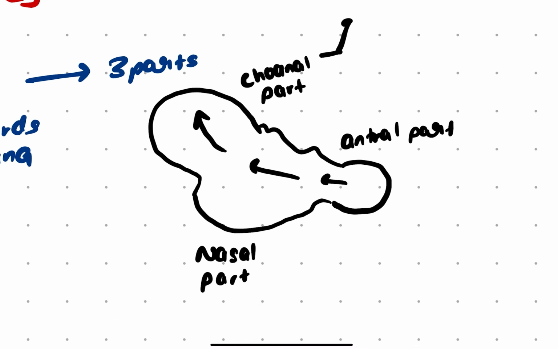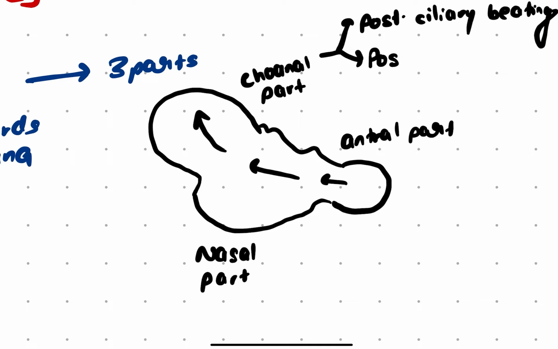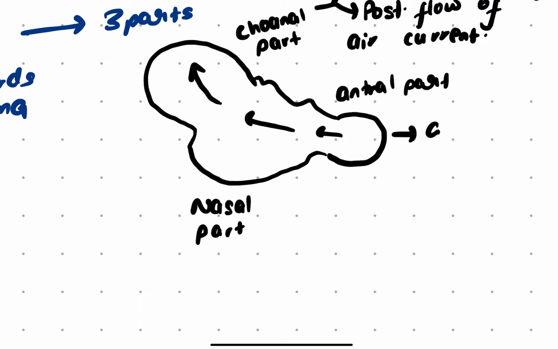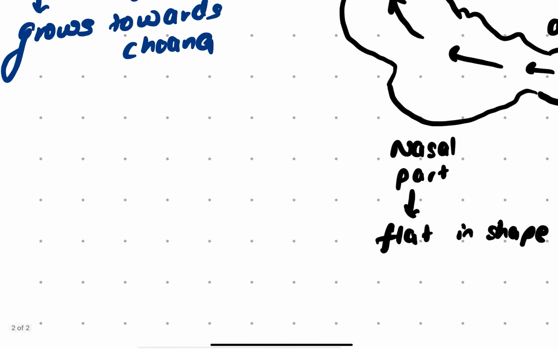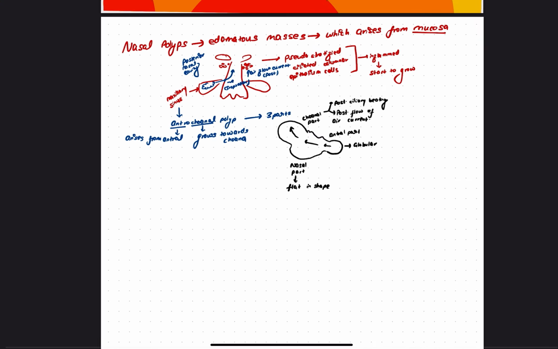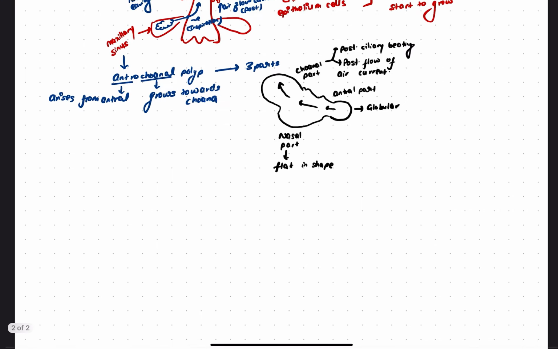So it arises from the antrum and grows in the nasal cavity and grows posteriorly towards the choana due to posterior ciliary beating and posterior flow of air current. It has three parts. The antral part is globular in shape. The nasal part grows in the nasal cavity, so it is flat in shape, and the choanal part grows posteriorly towards the choana. So this is all about the nasal polyp that arises from the maxillary sinus.